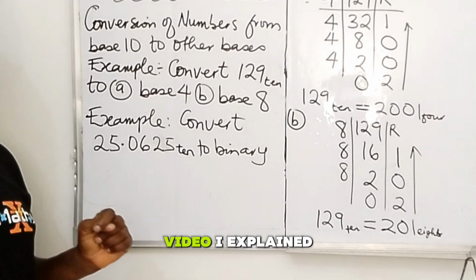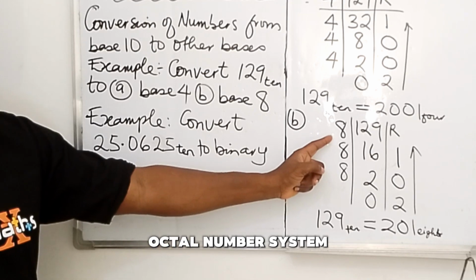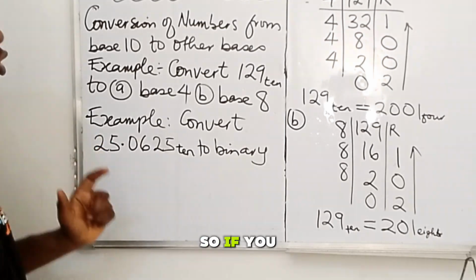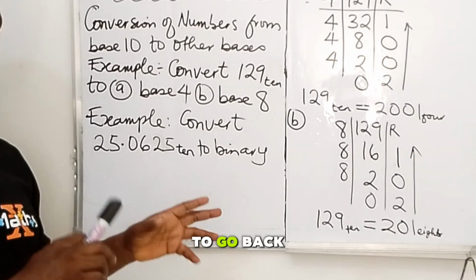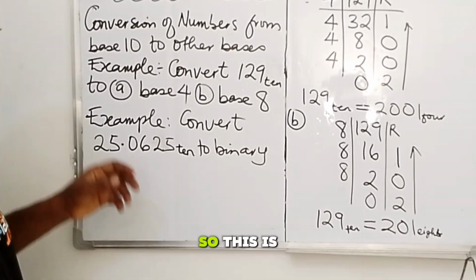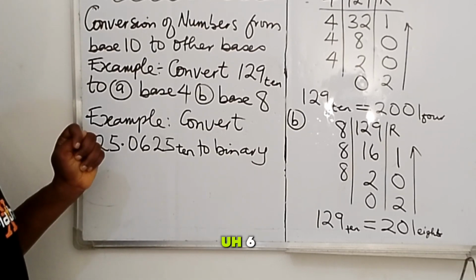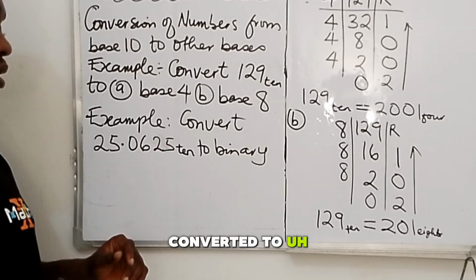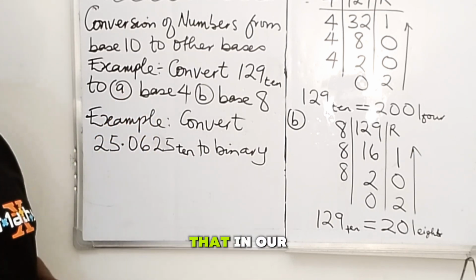In our previous video, I explained what binary is. Of course, base 8 is the octal number system. So we put all these things through. So if you had not watched our previous video, you would do well to go back and check that particular video. It will do you a lot of good. Okay, so this is what we have here now, 25.0625 base 10 to be converted to binary. Binary is base 2. I discussed all that in our previous video.